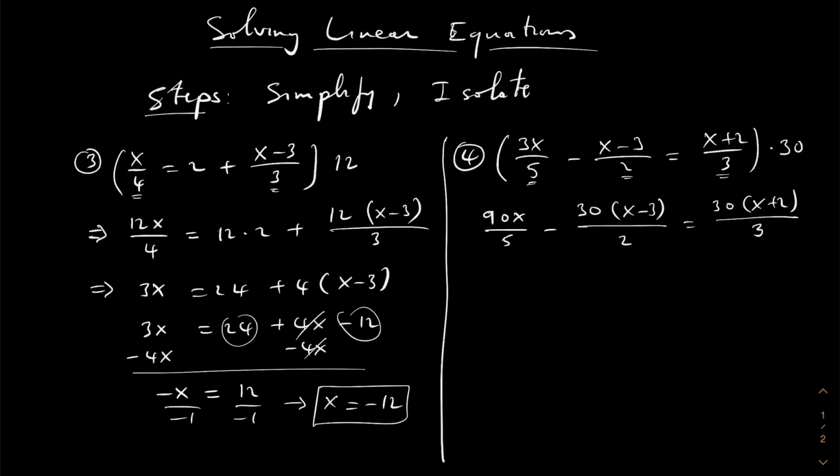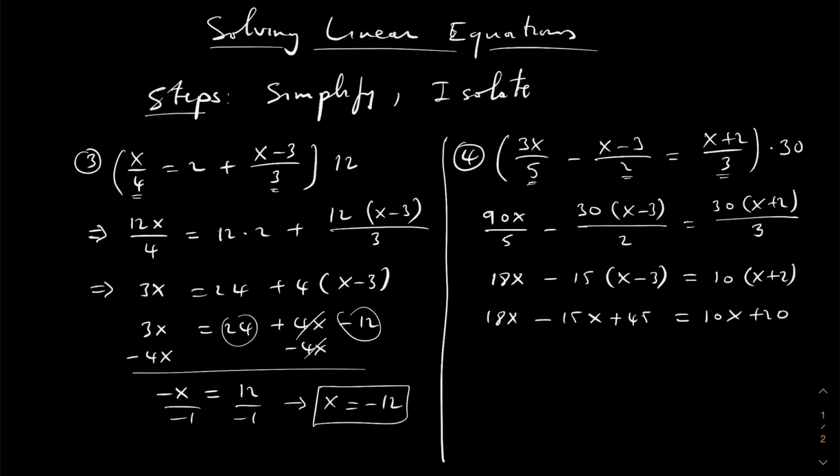And then I'm going to go ahead and simplify it a little bit. That will give me 90 over 5 is 18. So I'm going to have 18x minus 30 over 2 is 15. 15 times (x minus 3) equals 30 over 3 is going to be 10. So I'm going to have here 10 parenthesis x plus 2. And then I'm going to go ahead and free the variable x even further by removing the parentheses. And so that will give me 18x minus 15x plus 45, that's minus 15 times minus 3. That will be equal to 10x plus 20, because 20 is 10 times 2.